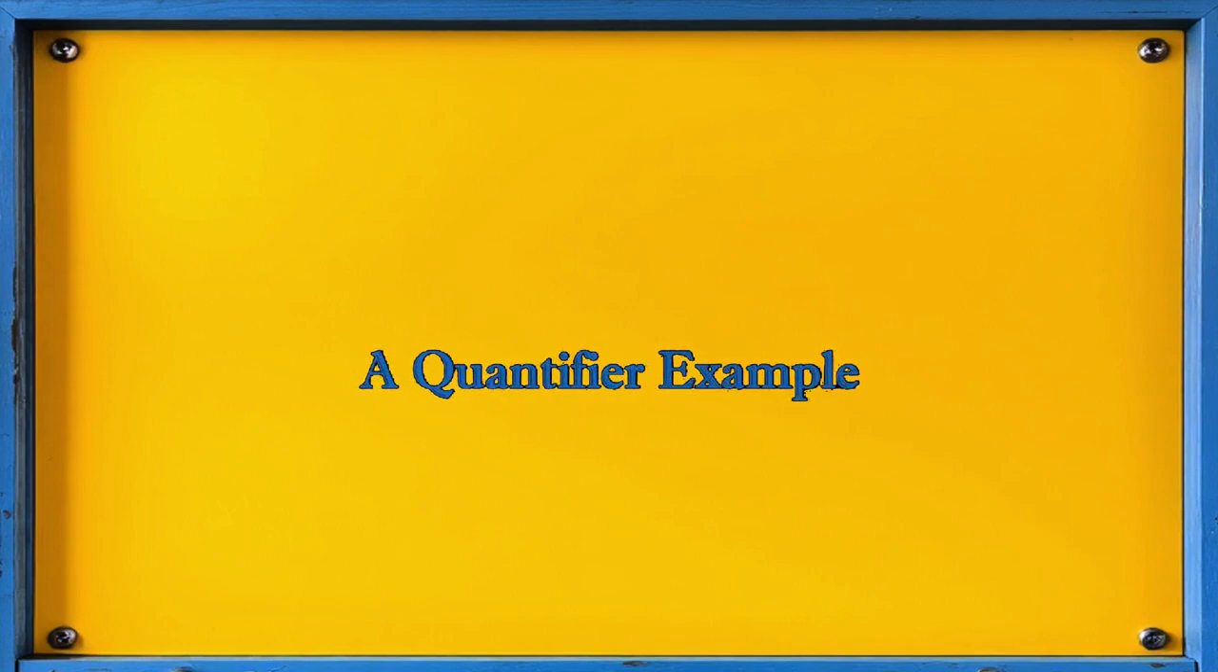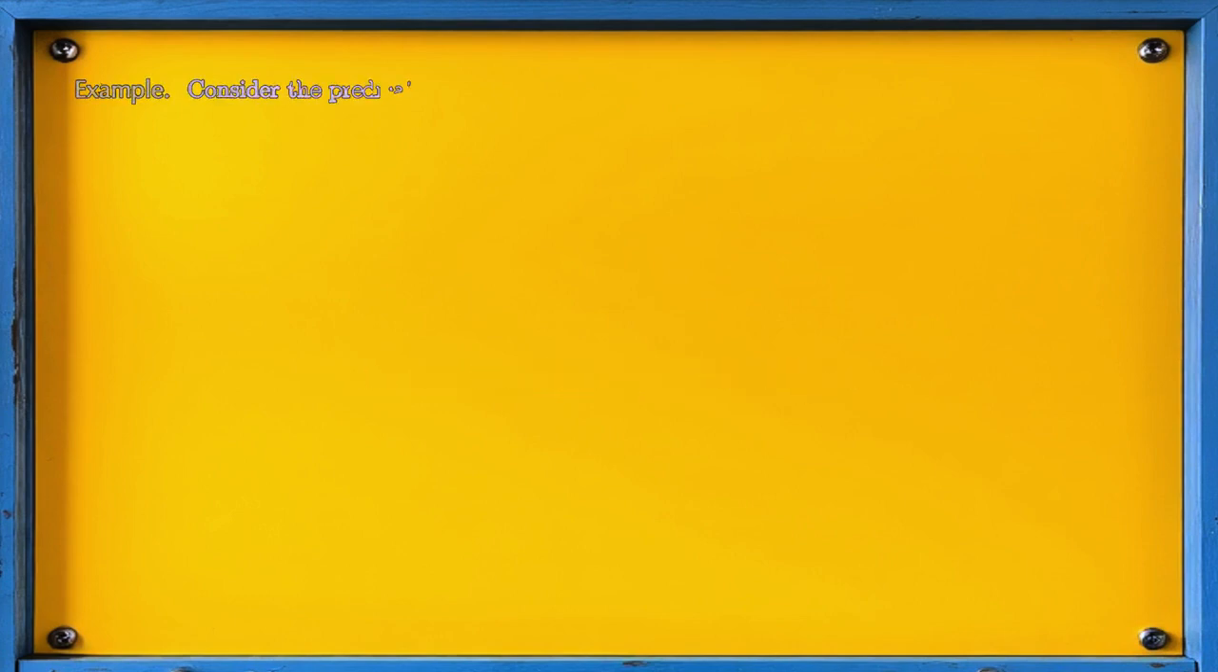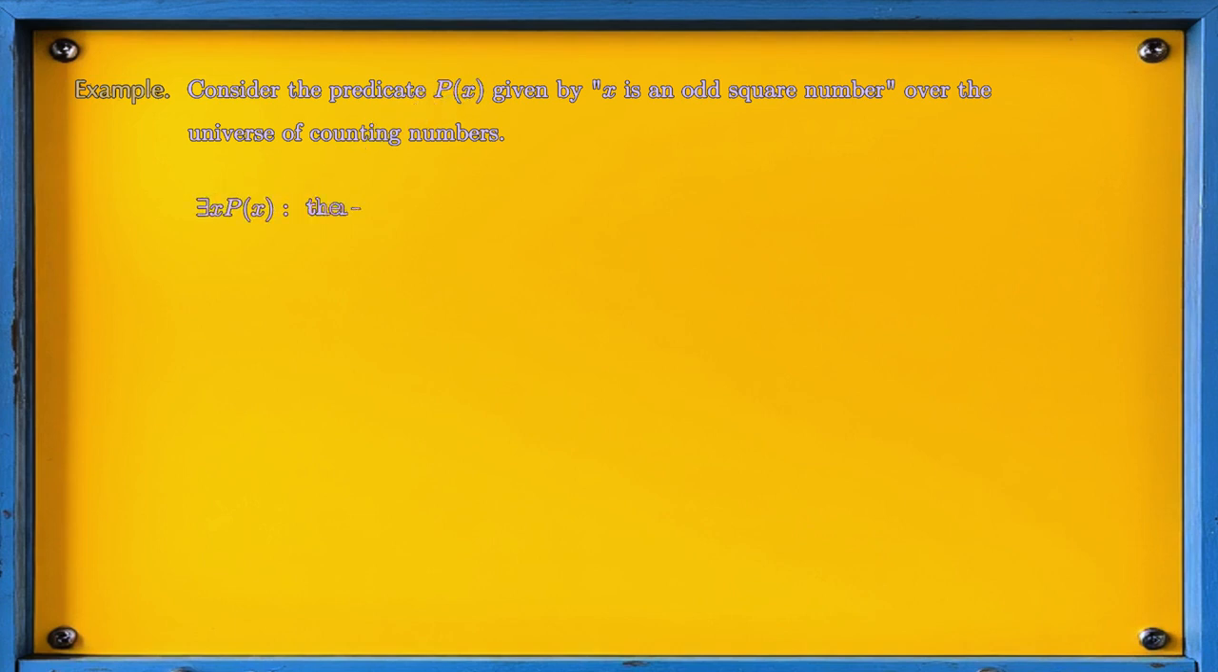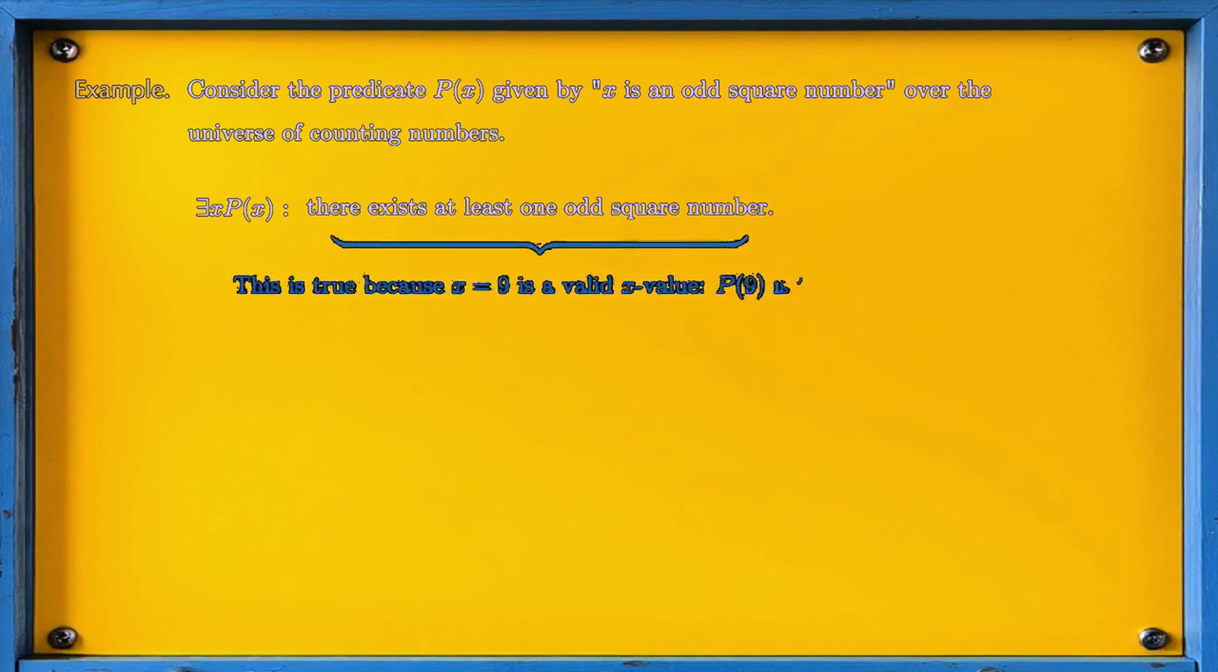Let's see a couple of examples of predicates with quantifiers creating propositions. Consider the predicate p of x given by the sentence x is an odd square number over the universe of counting numbers. If we apply the existential quantifier to this predicate, we get that there exists at least one odd square number. If we think carefully about this, we know this is a true proposition because we can use x equals 9 as our existential value. P of 9 is true, so at least one value is true.